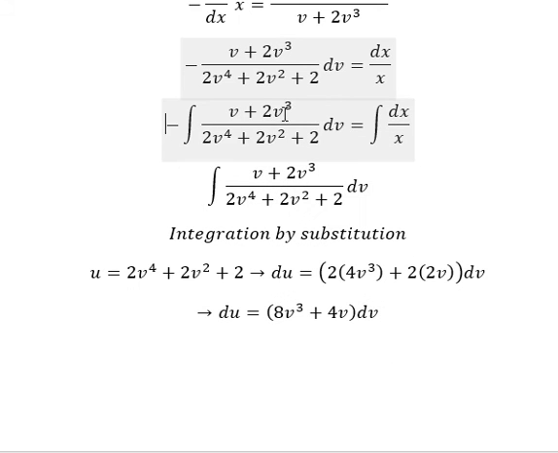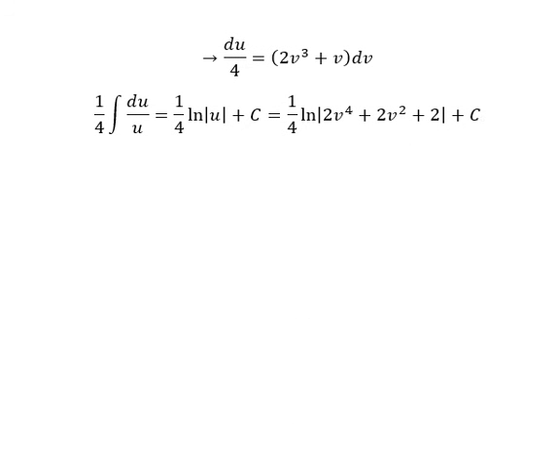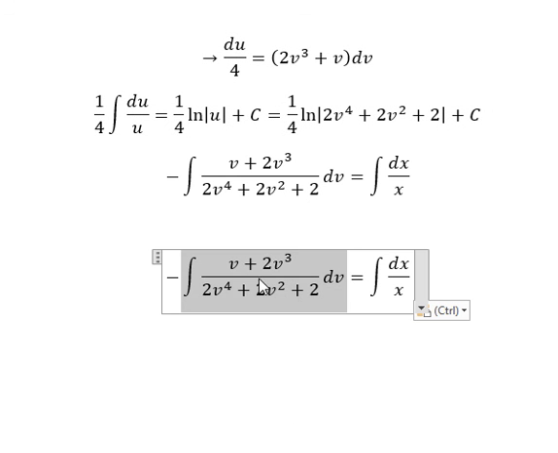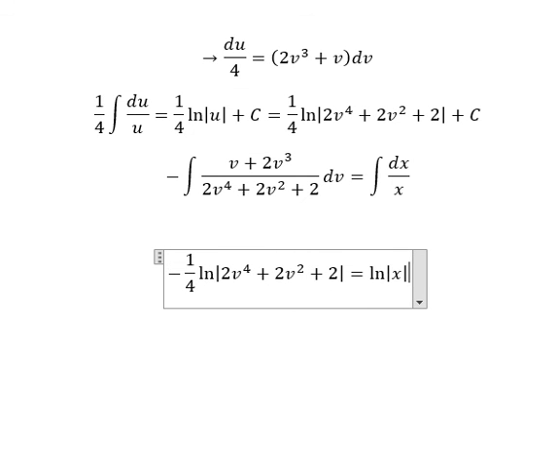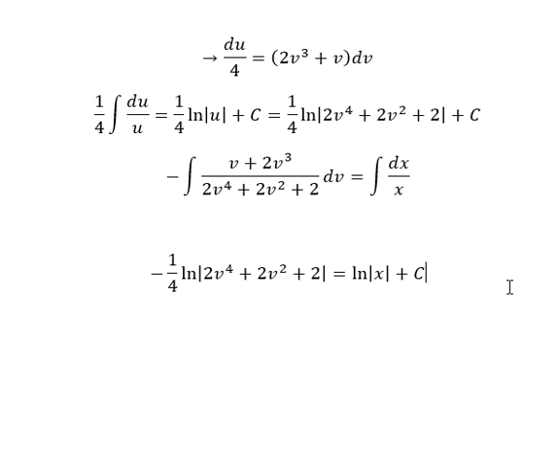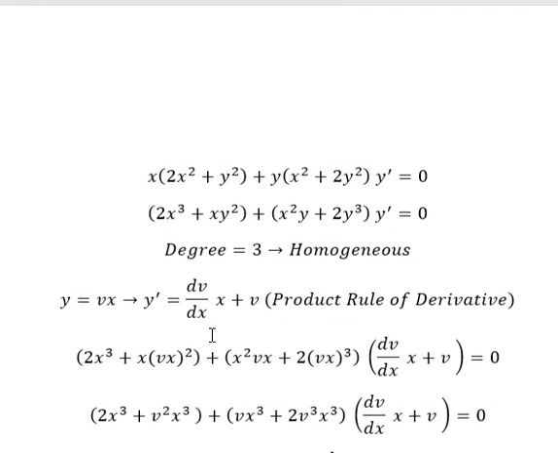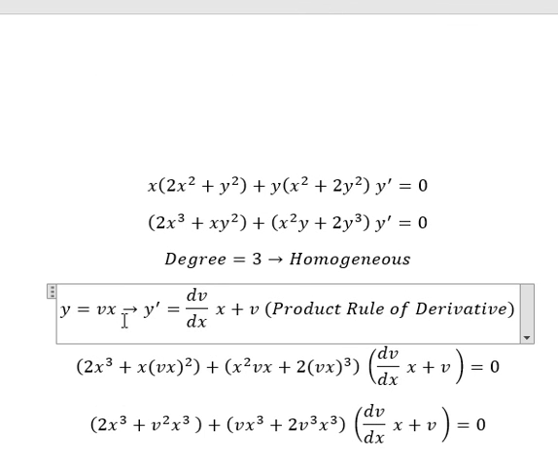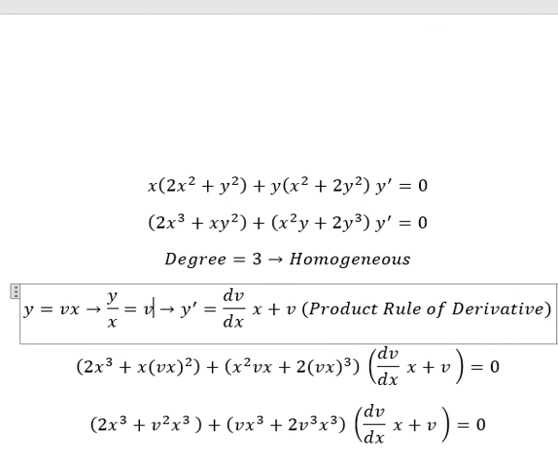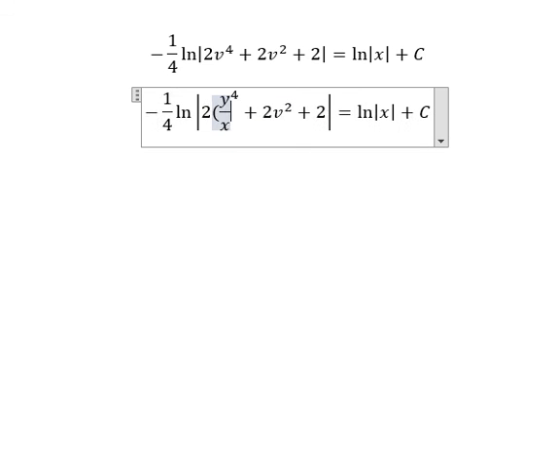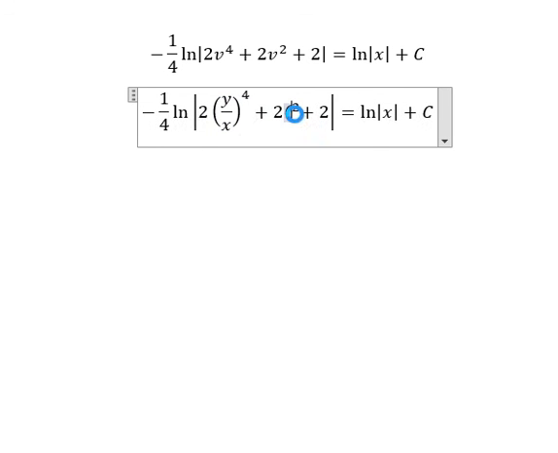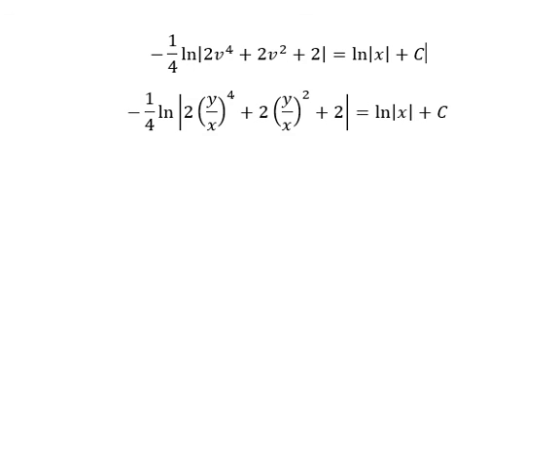Now we need to return back to this one. The integration of this one, that's this one. The integration of this one, that's ln of the absolute value of x, and we put c. About v, that is this one, so we need to divide both sides by x, and then we change v into y over x. And this is the final answer.